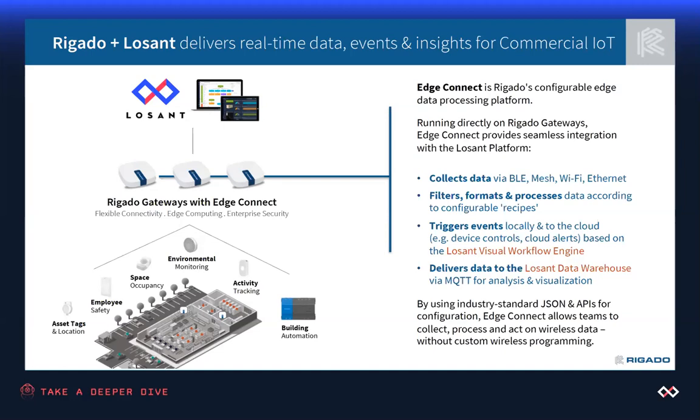And so if that data was something that needed acting on right away, Edge Connect would also be the platform that hears, hey, we need to turn that equipment off before it tears itself up. Or, hey, I just got a request to shut down the HVAC. And so it provides this two-way communication with the intelligence in the cloud and the actions that it seeks to trigger. And one of the things that makes this extremely portable is we're using industry standard JSON and APIs for all the configuration and management of that data flowing from the sensors up to the Losant platform.